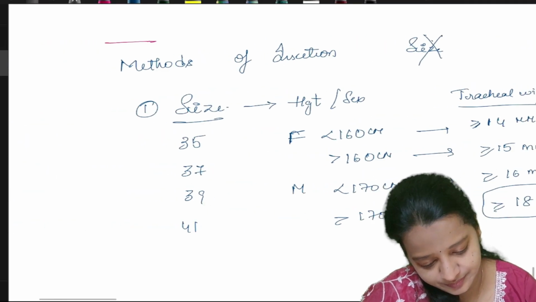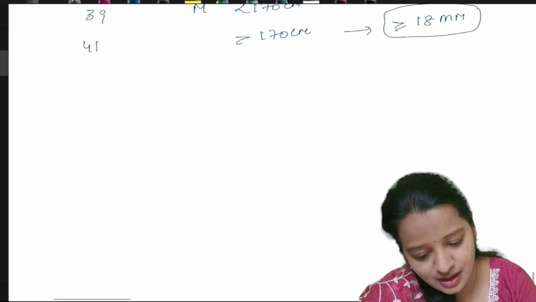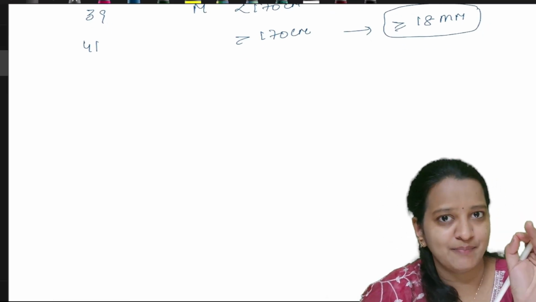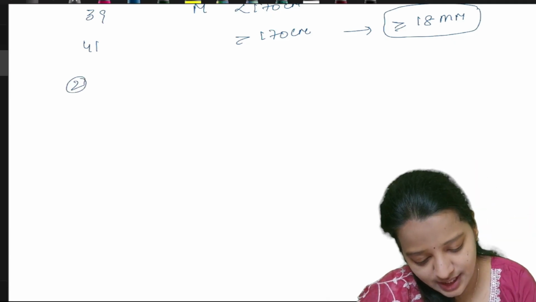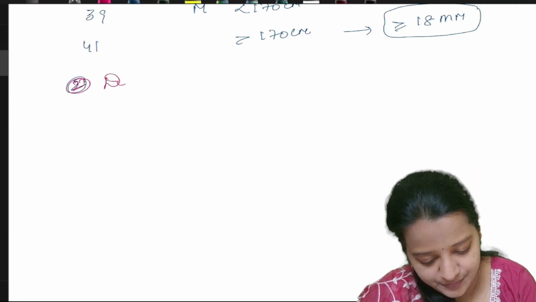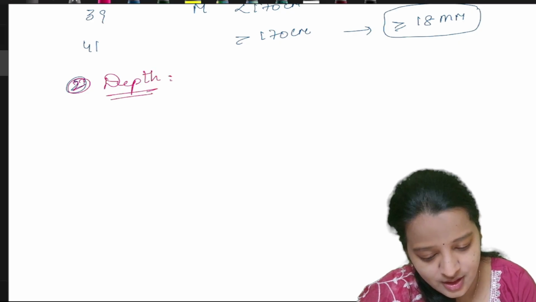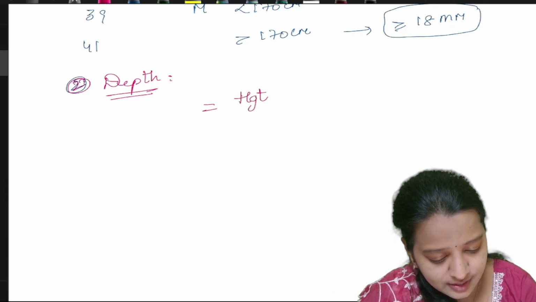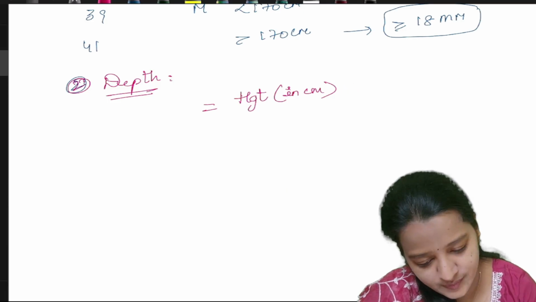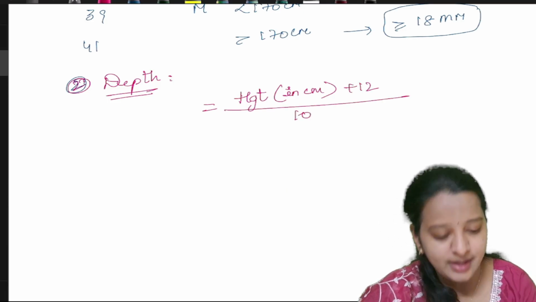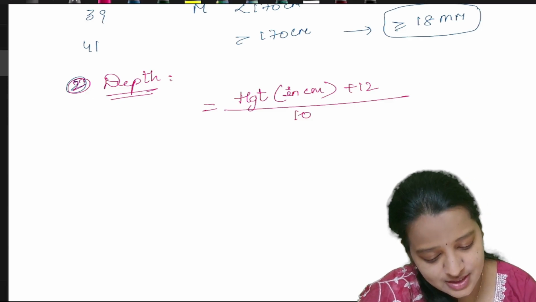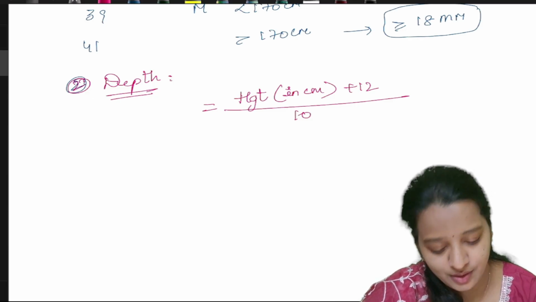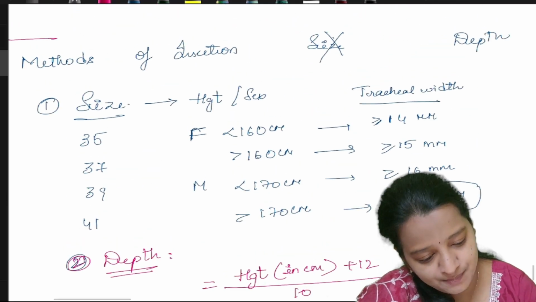Coming to depth. At least before insertion, I'll have one number in mind that at this depth, I have to insert the DLT. So, second is depth. There is a formula for depth of insertion. It is height in centimeter divided by 10, plus 12. So this is a formula for depth of insertion. Next. So depth is done.